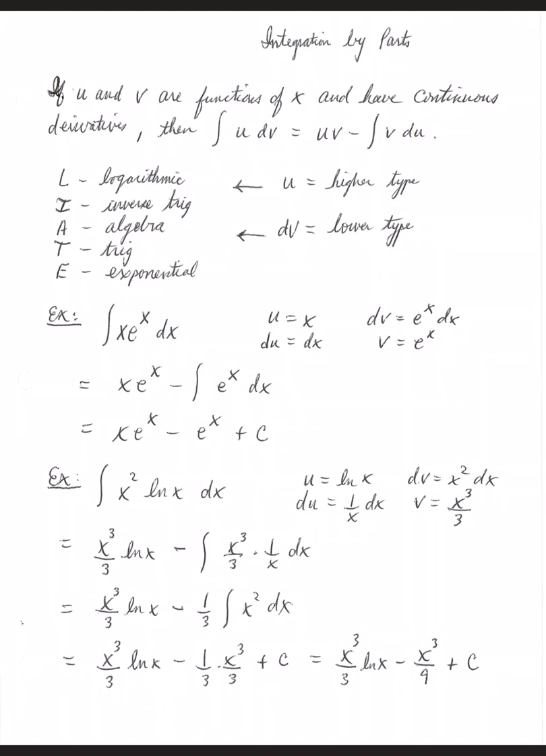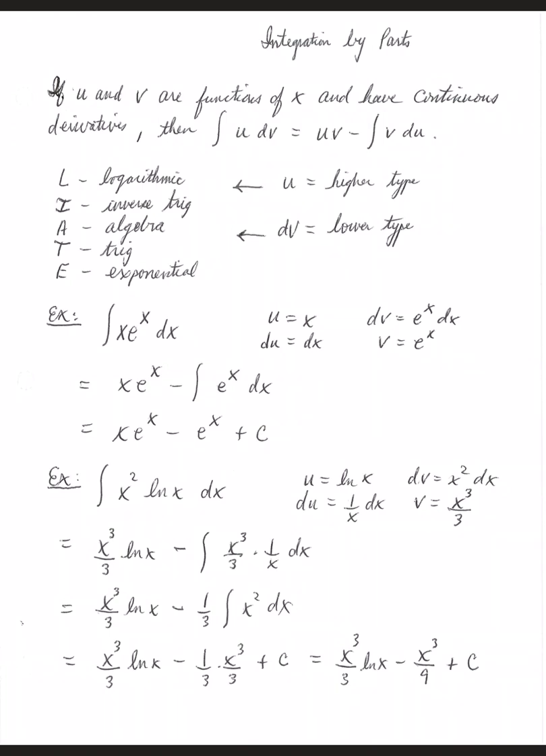Now, the way you pick a u and a dv, which will be the items from your original problem, is it's a good idea to use this acronym I put here, LIATE: logarithmic functions, inverse trigonometric, algebraic, trigonometric, and exponential. That's what this acronym stands for. The higher your function is on the list, that's the one that you would want to label with a u. The one that's lower on the list is what you'll assign to dv.